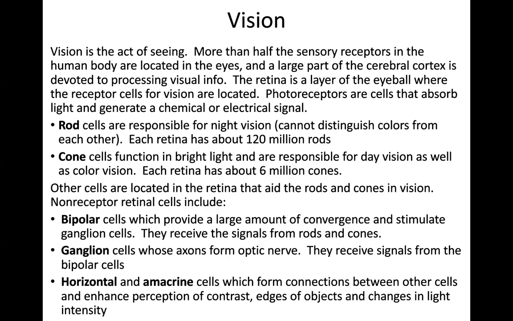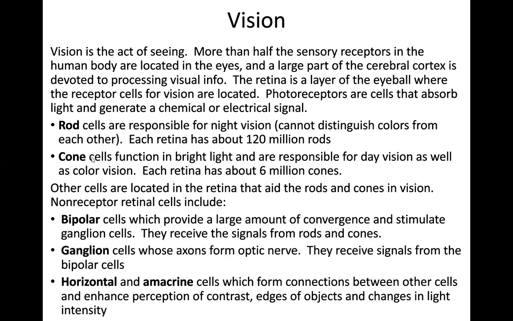You probably have heard of those before. If you haven't, well, now you have. Rods are responsible for night vision. That means they cannot distinguish colors from each other because when it's dark, you can't tell yellow from green or blue from black or purple from green, at least, when it's really dark. Okay. Each retina has a lot of rods, about 120 million of them.